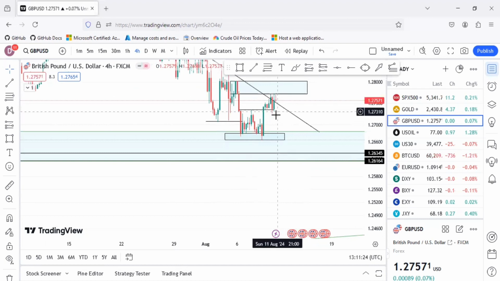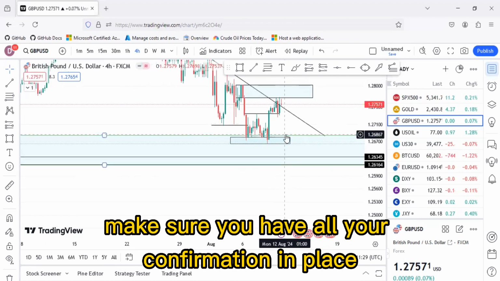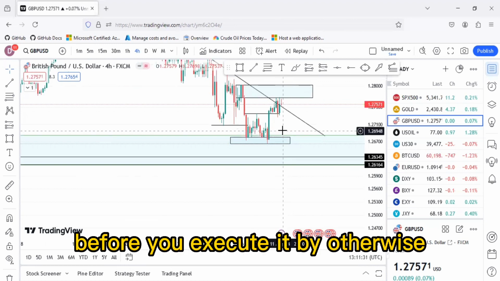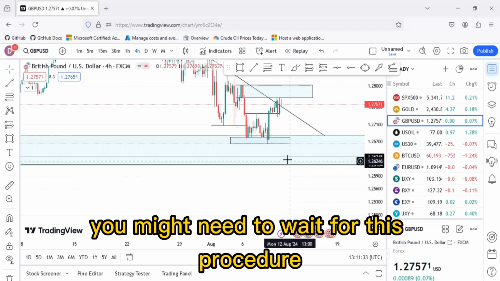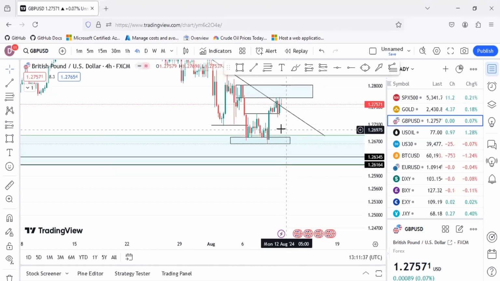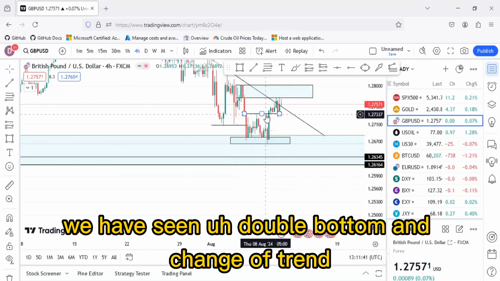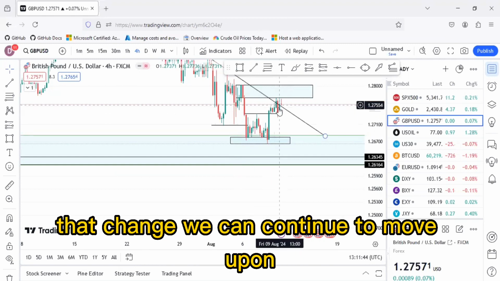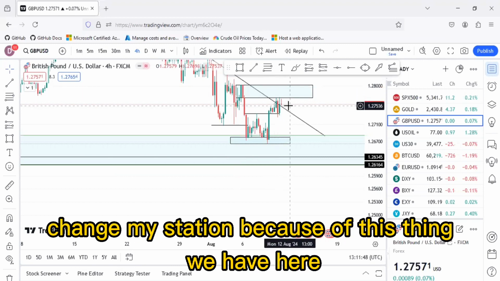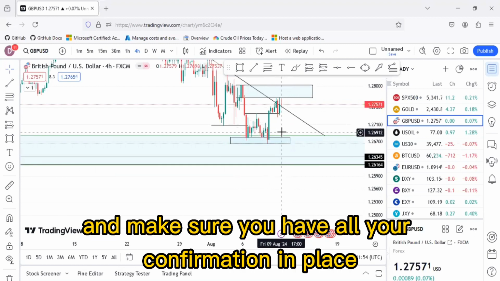So what am I trying to say? At this particular level, make sure you have all your confirmations in place before you execute the buy. Otherwise, you might need to wait for this place. So if there is no confirmation here, don't force the trade. It doesn't matter that we have seen a double bottom and change of trend and that things will continue to move upward. Things might still change because of this thing we have here. So if you go to buy at all from there, make sure you have all your confirmations in place.